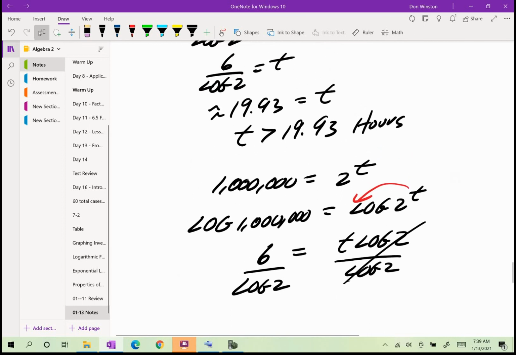All right, so we looked at 2 ways to solve exponential and log equations here.